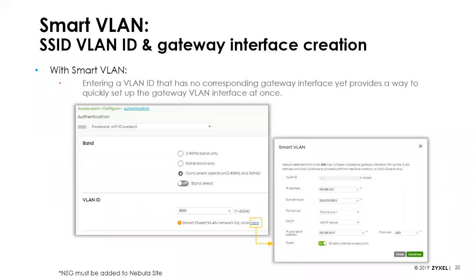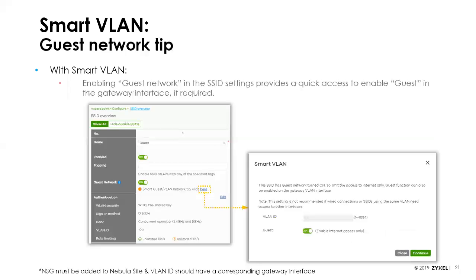If you're going into your SSIDs and setting up a new SSID and you put in a VLAN number that isn't currently configured on the gateway, it'll give you a pop-up letting you configure your gateway settings for that VLAN without having to jump between the wireless and the gateway interface. Again, this is doing the same thing here. If you set up an SSID and flag it as guest, it'll automatically prompt you to set that up as part of your gateway rules.